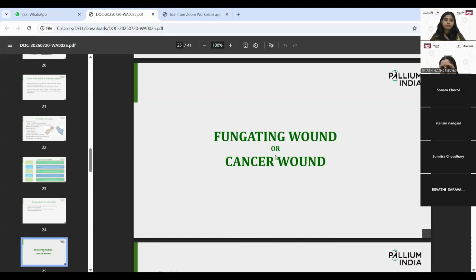Okay. Students, kindly tell what is a fungating wound or cancer wound. Can anyone tell? Can anyone unmute your mic or leave a comment? Wound caused by fungal infection, ma'am. Wound caused by fungal infection. Okay. Then, can we take the fungal infection as that level of serious? Serious one?